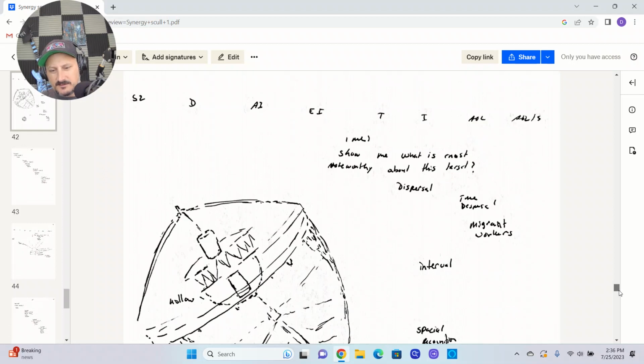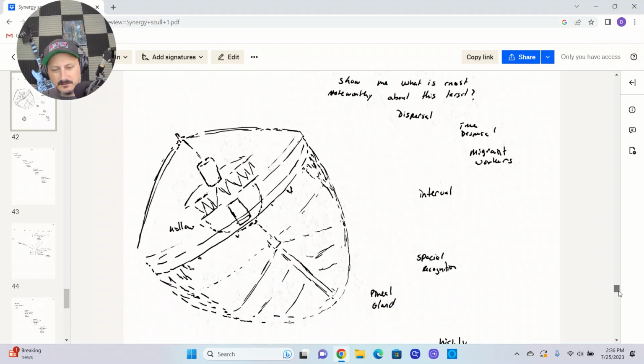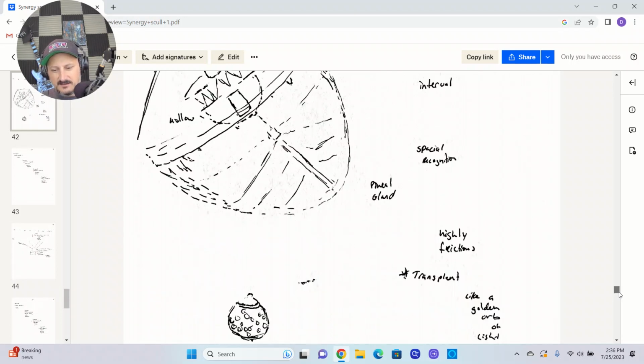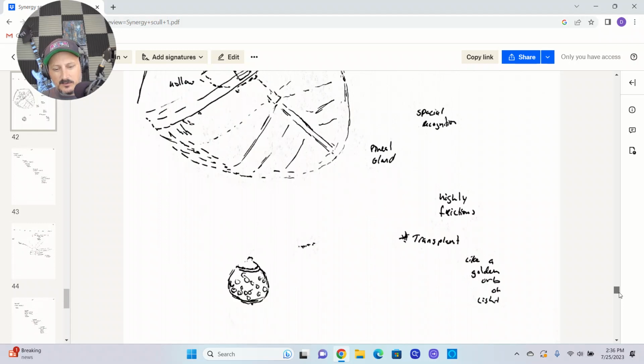Okay, show me what's most noteworthy about this target. Dispersal. AOL, time dispersal, migrant workers. I get a sense of an interval. Again, spatial recognition, the pineal gland. Highly frictious process. I got the sense of a transplant. Like a golden orb of light.